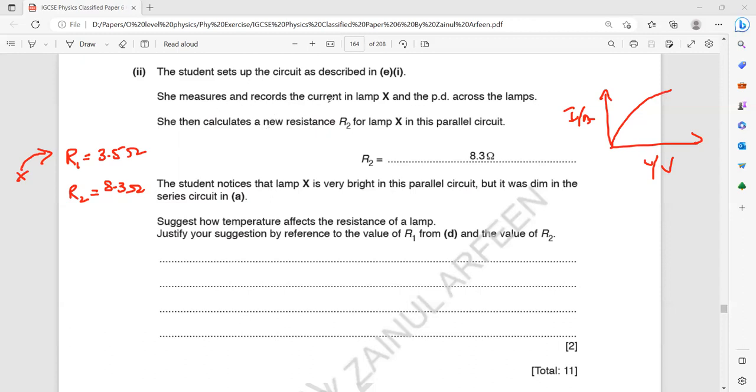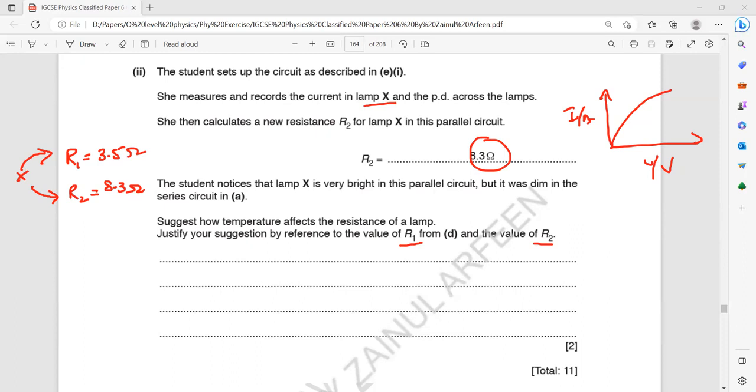So now what happened? She measured the resistance of lamp X in the first circuit, it was 3.5. But in the next circuit, when she connected it in parallel and the lamp was already in use, the lamp became hot, the resistance of the lamp increased and the new resistance is 8.3. The question is how the temperature affects the resistance of a lamp. So what is the relation between the temperature and resistance of a lamp, and justify your suggestion by reference to the values of R1 and R2.